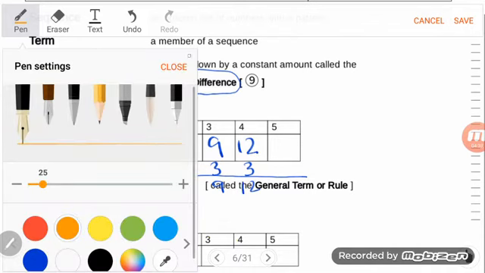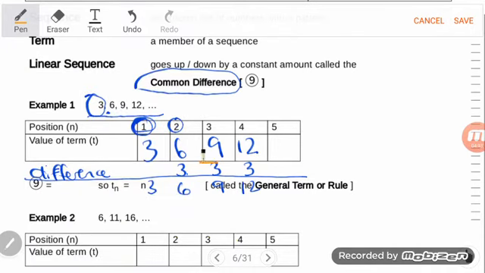So let me just color code this. We've got our differences. We've got our actual terms. Each time we multiply by 3, we get our actual terms. So 9 matches up with 9, 12 matches up with 12. That would mean if we're using the letters that they give us, t would have to equal our difference, which is 3 times n, and you don't have to add or subtract anything, and that is our rule.